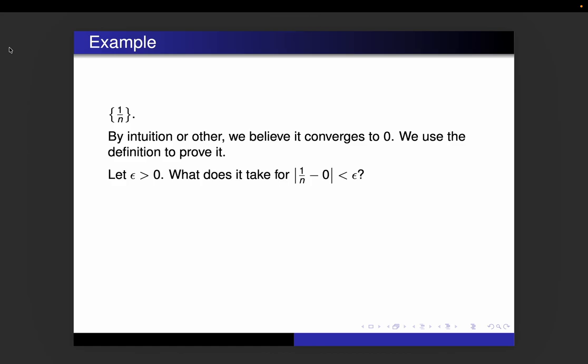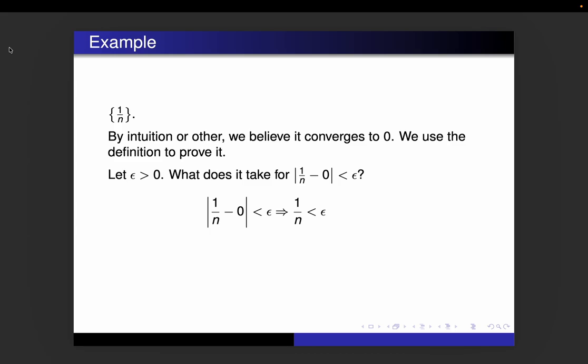That's the standard that Peeves is giving you. Question is, what does it take for the absolute value of 1 over n minus 0 to be less than epsilon? Well, let's see. 1 over n minus 0. So that's the inequality that we're working on. 1 over n minus 0 is just 1 over n. And the absolute value of that, n is a natural number, which is positive, so that's just going to be 1 over n. So we get 1 over n is less than epsilon.